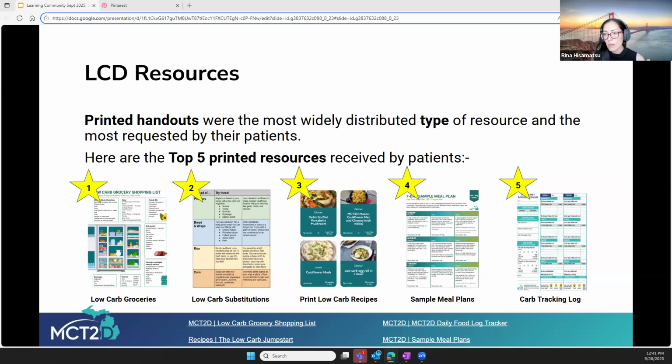So they wanted to know about low carb foods or groceries. They wanted to know about what they can substitute, low carb substitutions. This is something I'll talk a little bit more about towards the end. We're in the process of making a tool here. Recipes, so low carb recipes was a top resource, sample meal plans, as well as a carb tracking log. So many of these resources are available on our MCT2D resource library, as well as our Jumpstart homepage as well.